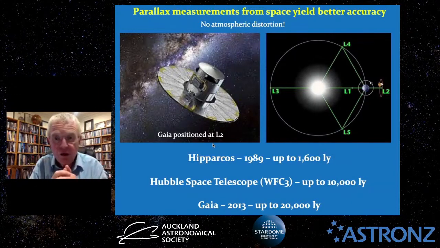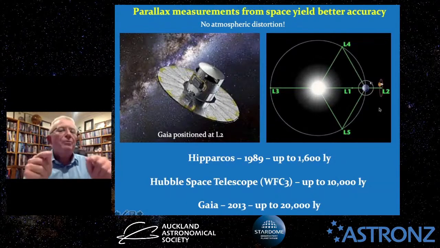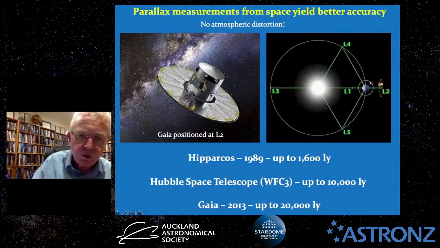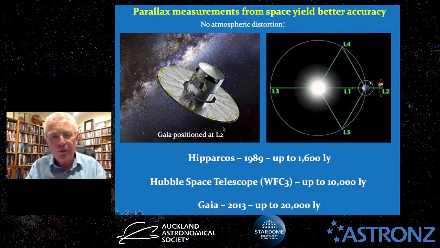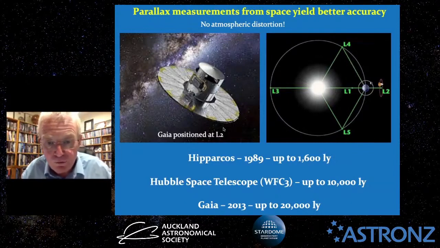Hipparcos, launched in 1989. That's okay up to about 1,600 light years. Hubble Space Telescope can do some of this up to about 10,000 light years. But the Gaia satellite, that's in space, positioned at L2, Lagrange point 2, in May we're going to do a whole talk about the James Webb Space Telescope, and that's based up there, and we're going to talk more about L2. So it's up in space there at L2, and its sole purpose is to really get good positions in space of where stars are, and that's accurate up to about 20,000 light years. It's pretty cool, isn't it, compared with the 300 that astronomers only could do before the space age.